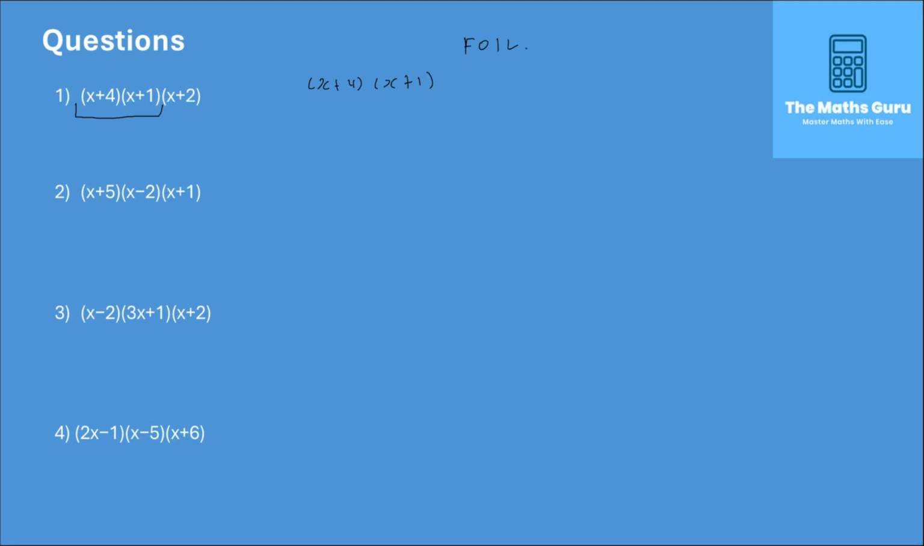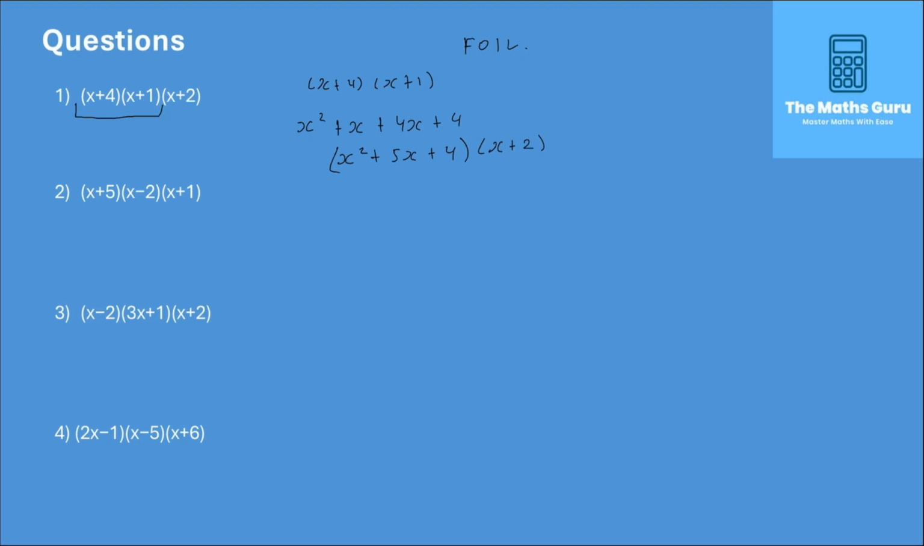So our first terms are going to give us x squared. Our outside terms are going to give us plus x. Inside terms plus 4x, and last terms plus 4. And we're going to get x squared plus 5x plus 4. Now, we open and close brackets either side of that, and then refer to our third bracket as such right there.